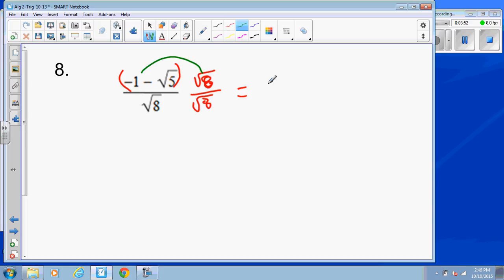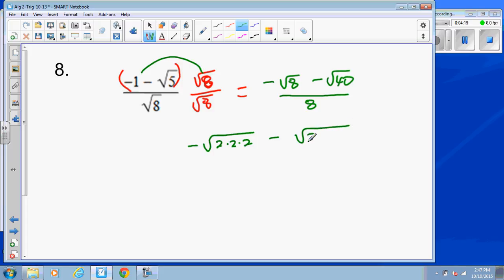So that's negative 1 times the square root of 8. I just put negative square root of 8, minus the square root of 40, all over 8, which is good, but we have a lot of simplifying to do here now. Square root of 8, that would become then negative square root of 2 times 2 times 2, minus the square root of 40, which is 2 times 2 times 2 times 5, all over 8.